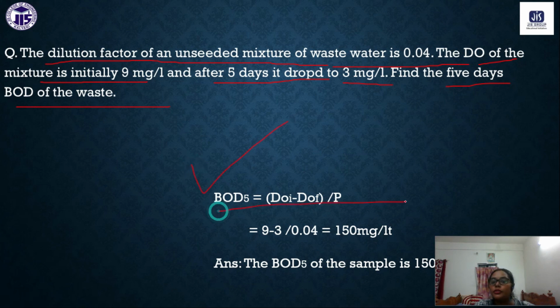So we have to use the previous equation, that is BOD 5 equals DOI minus DOF divided by P, where the initial is 9 and the final value is 3, divided by the P value. The P value is already given, that is 0.04. So the answer is 150 milligram per liter. So this is a very easy question. You only have to put the data into the correct equation, and then you will get the correct answer.